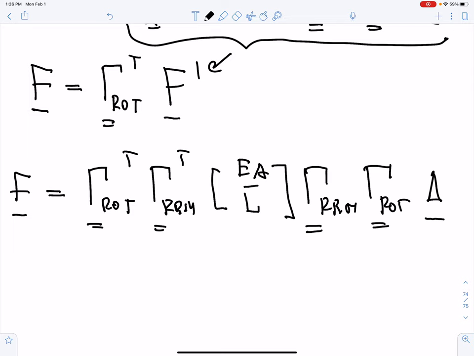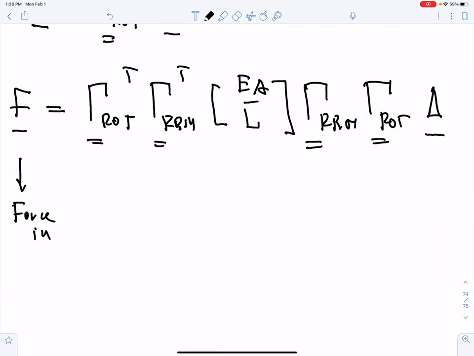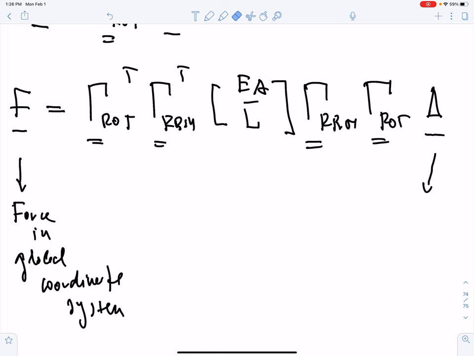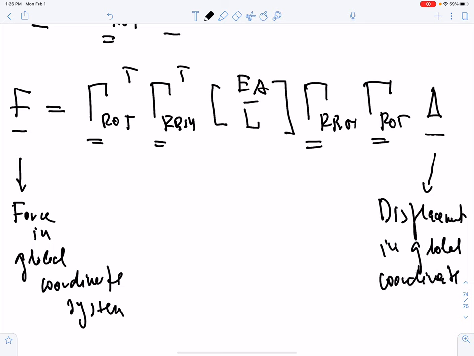So what do we have? This is my force vector, force in the global coordinate system. This is a displacement in the global coordinate system. And the two vectors are related by this seemingly cumbersome object.